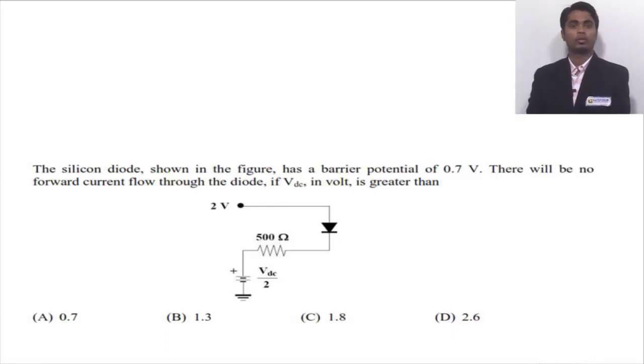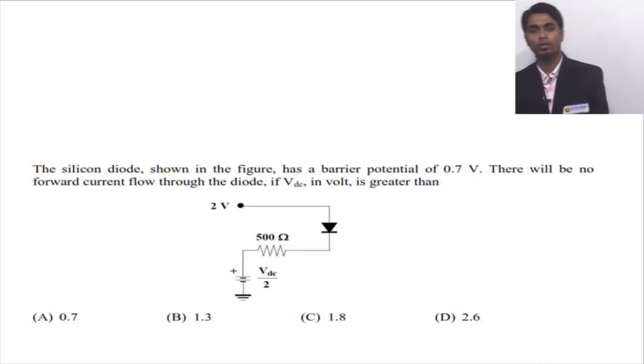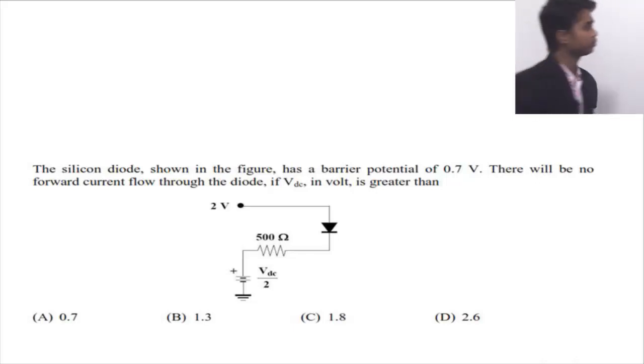The silicon diode shown in the figure has a barrier potential of 0.7 volt. There will be no forward current flow through the diode if VDC in volts is greater than what? They are asking for the value of VDC due to which there will be no forward current. The circuit diagram looks like this.